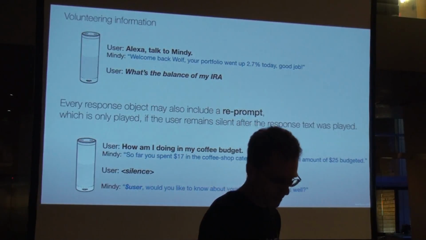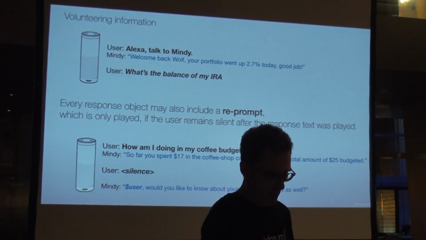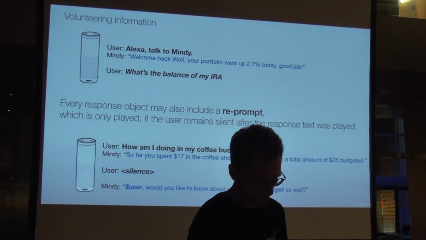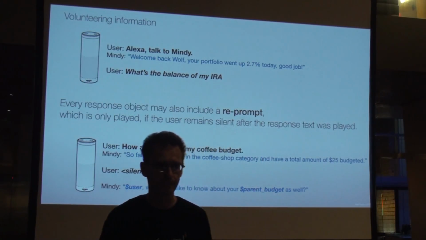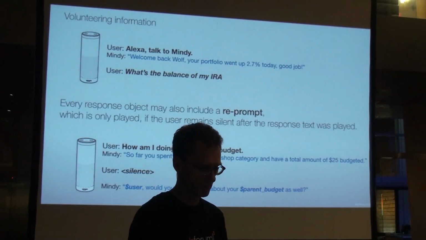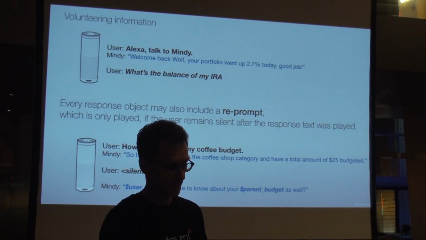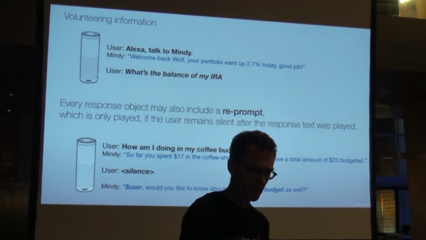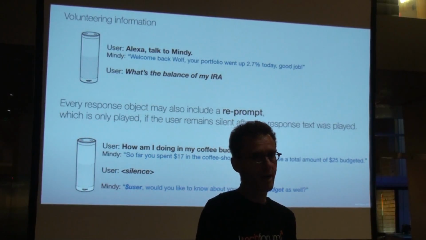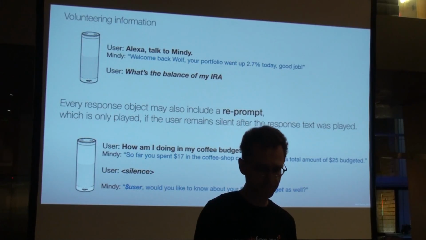And I've already told you that when we look at the reprompt, for instance. So I can say, how am I doing on my coffee budget? The response would be, So far, you've spent $17 in the coffee shop category and have a total amount of $25 budgeted. Would you like to know about your restaurant's budget as well? So instead of timing out, I make her go in the balance hierarchy one level up and ask if that's also something that's interesting to you.